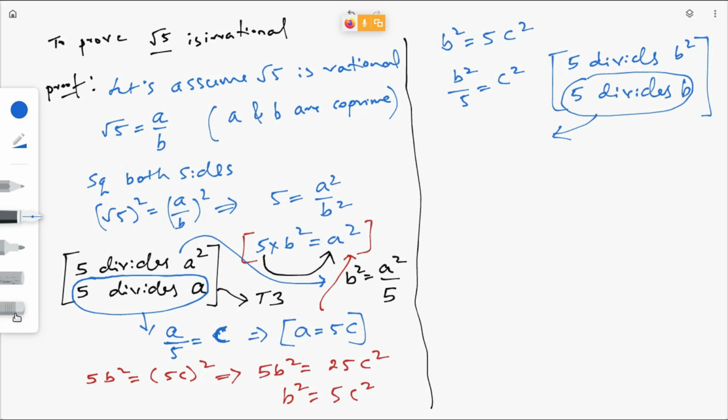Okay. Compare this statement, 5 divides b, and then 5 divides a. 5 is a common factor for a and b, because 5 divides b and then 5 divides a. Yes or no?